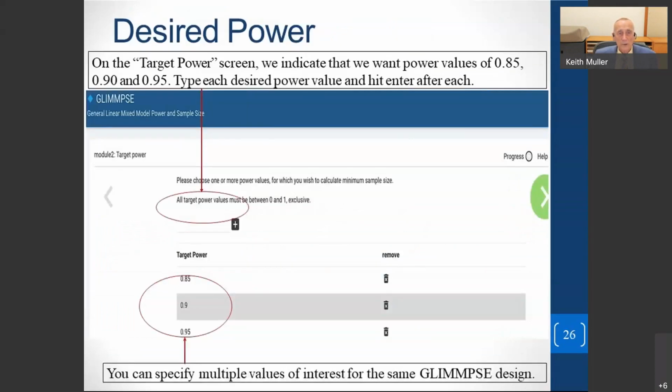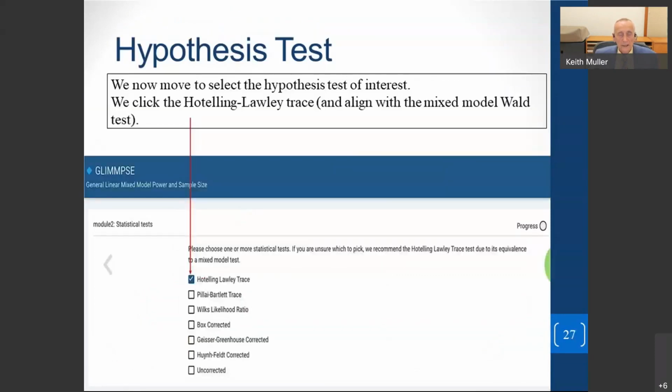In our case, we're going to specify 3 power values, which we're allowed to do a large number. And if we're going to be targeting mixed models, you should know that your default choice should be Hotelling-Lawley trace. For those interested in the statistics, you can look at the technical references we give and find out why.